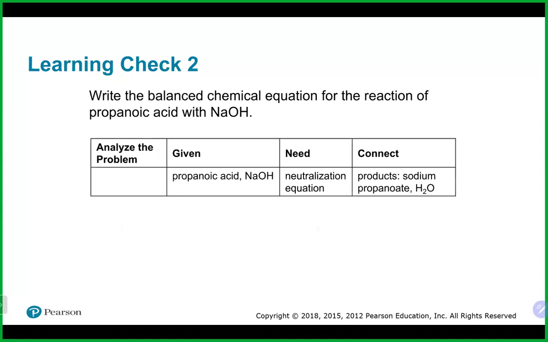So why don't you take a second here and write this reaction. It's good practice drawing the propanoic acid. Draw the propanoic acid and see what you get at the end there.